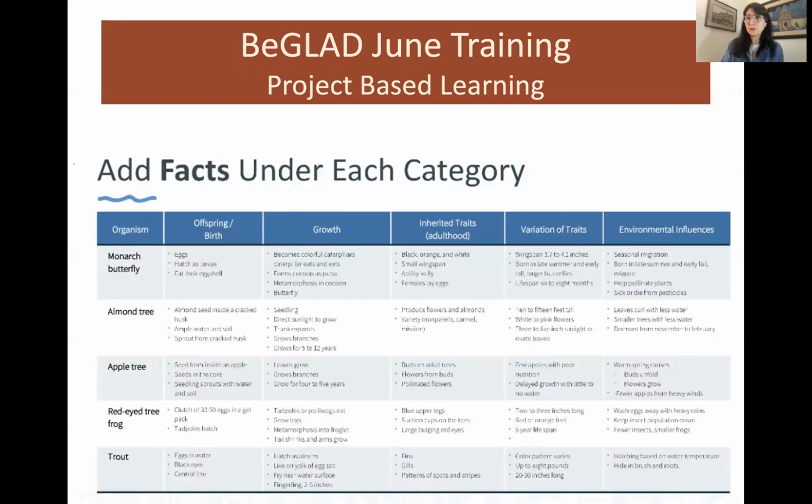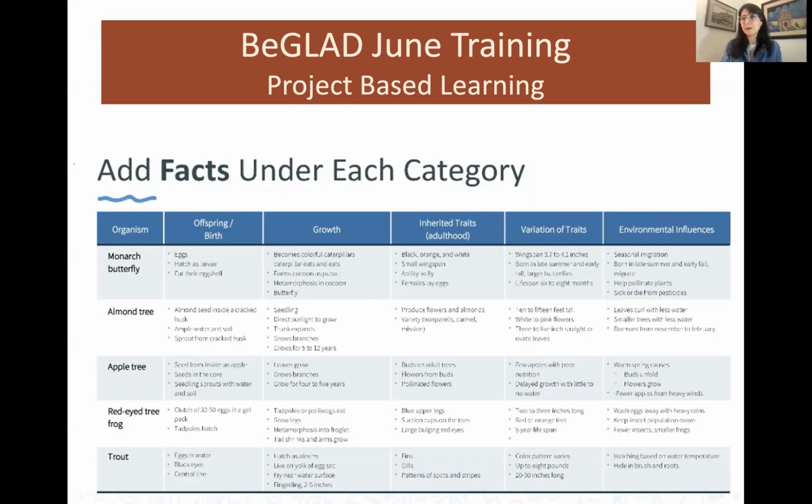So the different components proposed are the offspring and birth, the growth, inherited traits, variation of traits, and then environmental influences. So in order to turn this into a project-based unit, you assign a specific cycle of life to a group of students that will do the research, and then they have to find facts within each of the components of the unit. And this is done after you know that this targets a standard.